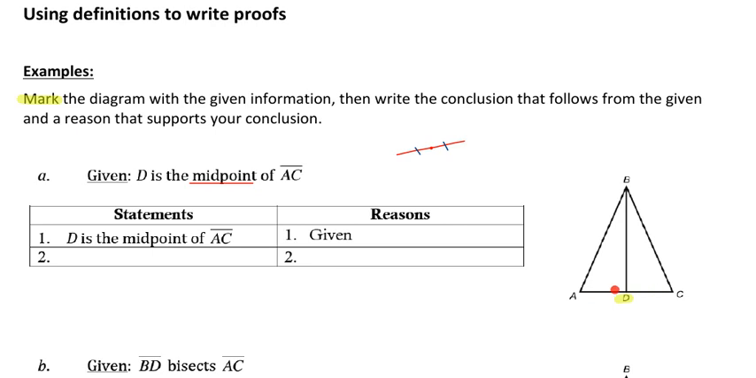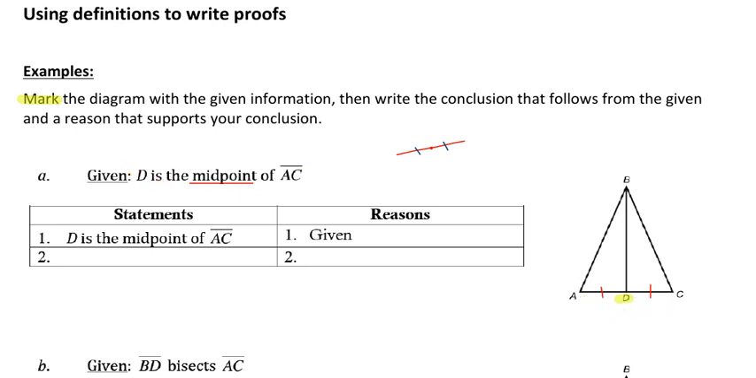D is the midpoint of segment AC. So D must divide segment AC into two equal parts, which are obviously this part, which should be congruent to this part. So those are the two equal parts. That would be what we get from this point being the midpoint. That's the conclusion that we get from our given.